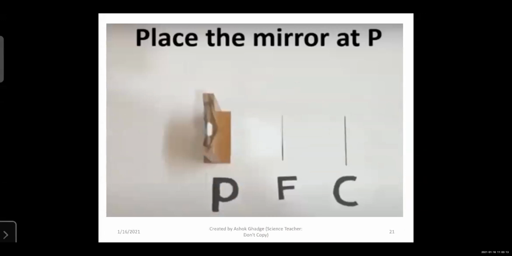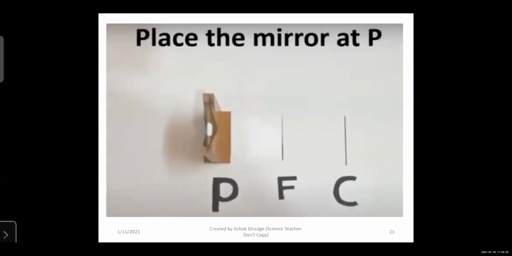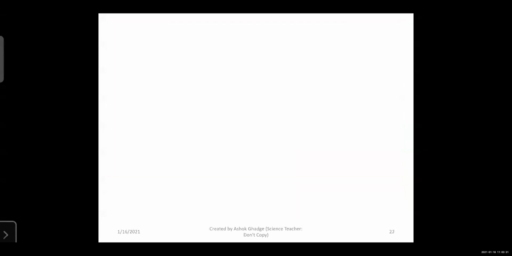Now first we will see the positions of different terms which were studied in the previous slide. First is the pole, shown here. Then second is the focus, the principal focus, and third is the center of curvature.